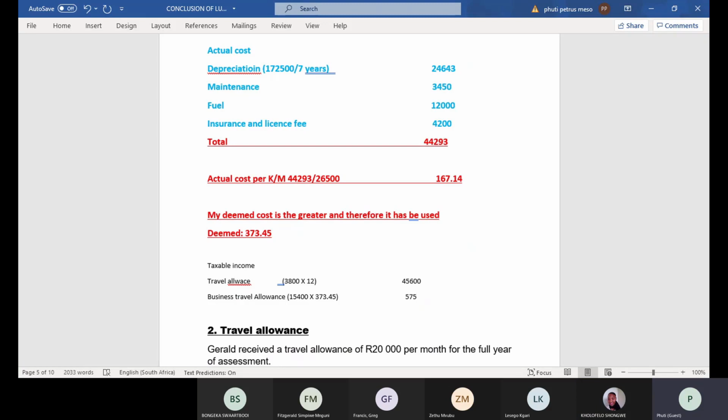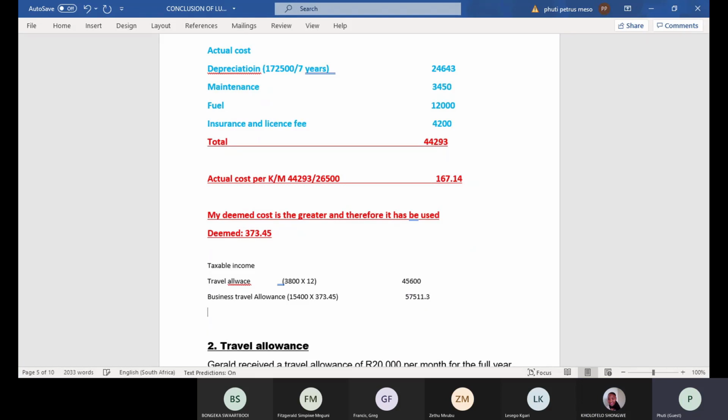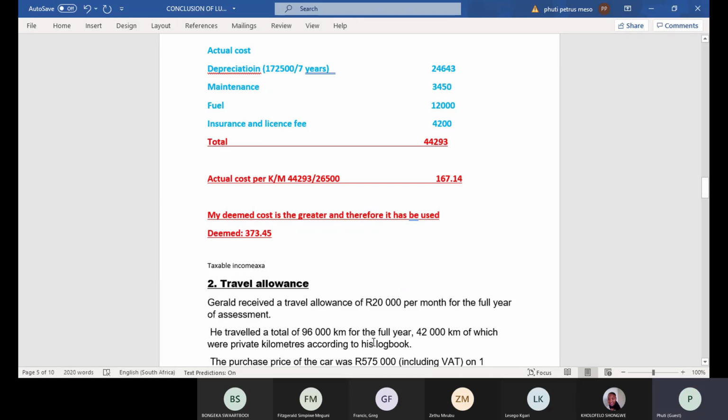Can you see my workings, guys? Yes, I can. Okay. So since you can see that the business travel allowance is greater than the actual travel allowance, it means you're going to end up with a nil. There is no taxable benefit in here because the business travel allowance is greater than this. So you can have what's called the nil, and you'd say no taxable benefit. And then you're done with it.